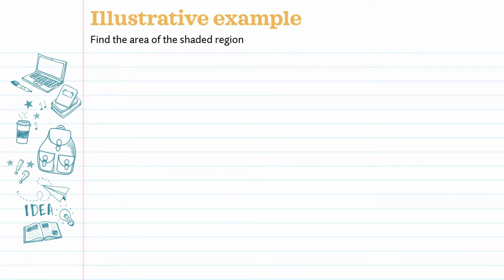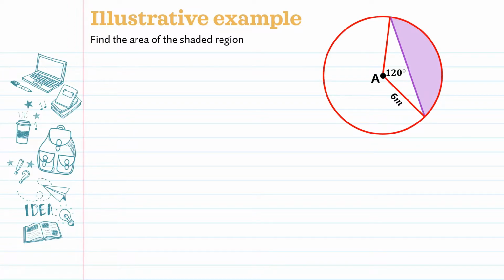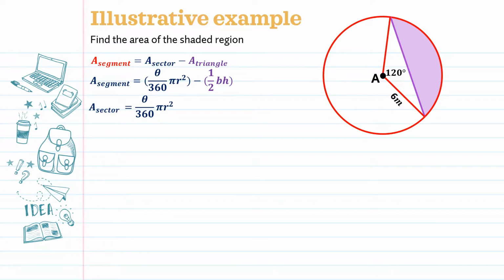Okay, so now let's try to use the formula in finding the area of the shaded region. Let's say you have this figure and we have your shaded region, which is obviously an example of segment of a circle. Using the formula, area of segment is equal to area of sector minus area of triangle. We will have area of segment is equal to theta over 360 pi r squared minus 1/2 base times height. Since we are going to solve for two areas here, area of sector and area of triangle, we can solve these two separately. So let's have area of sector first.